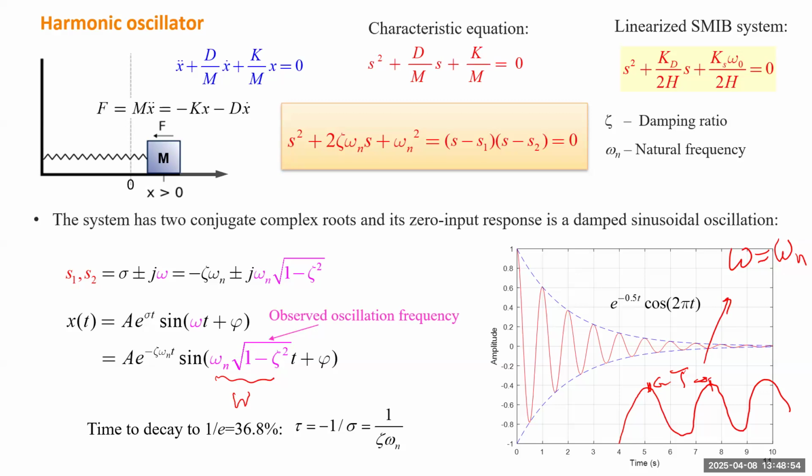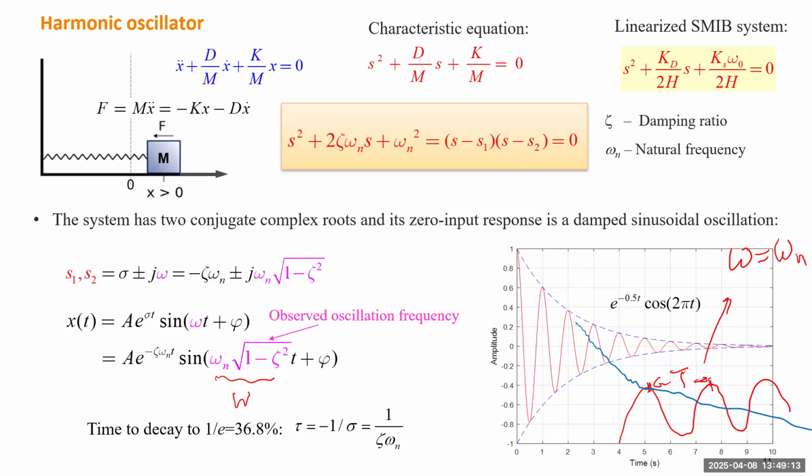All right, but now if there's damping, the oscillation will become smaller and smaller. So the waveform changes to something like this, if I use a different color. It will add some envelope.